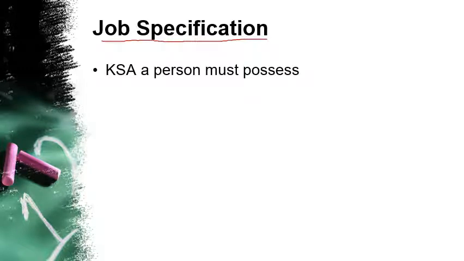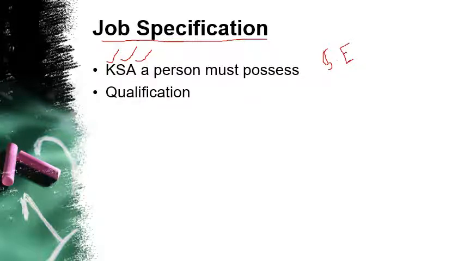Spec of an employee means what KSA aspects, what knowledge level this particular job role requires, what skill this particular job requires, and what ability this job requires. Just as a simple example, take a sales executive. What knowledge levels and knowledge areas does a sales executive have? Say he's a sales executive in an insurance company.